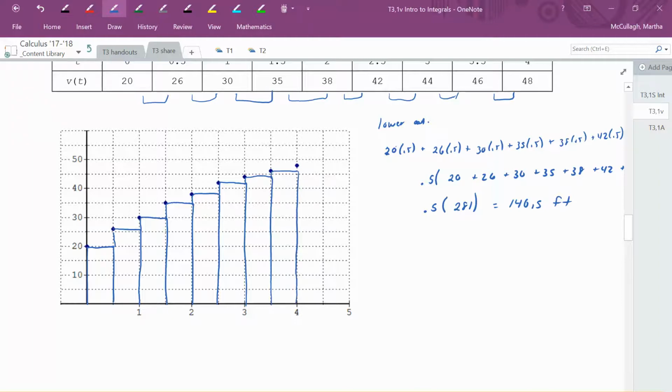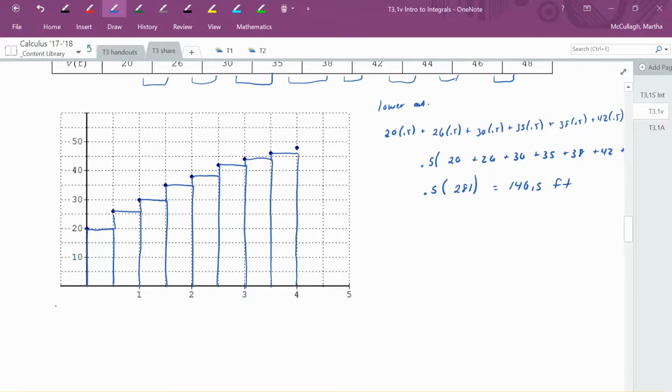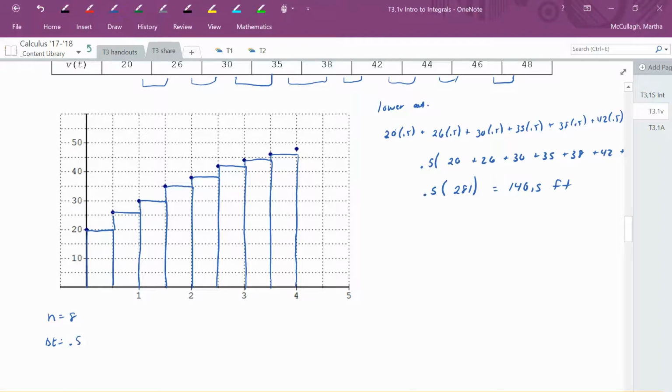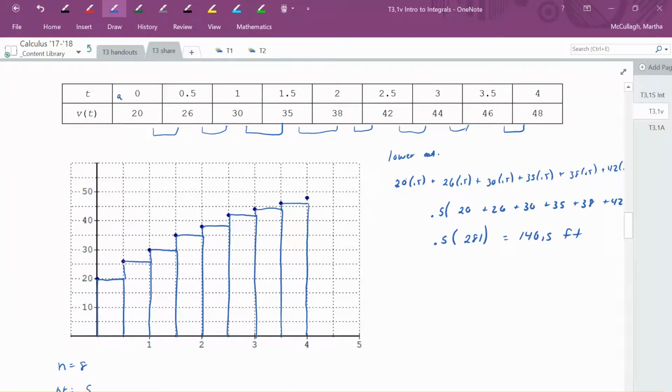So how many intervals do I have now? 1, 2, 3, 4, 5, 6, 7, 8. So my n equals 8. My delta t, how wide is each interval? Each interval is 0.5. My a value is 0. My b value is 4.